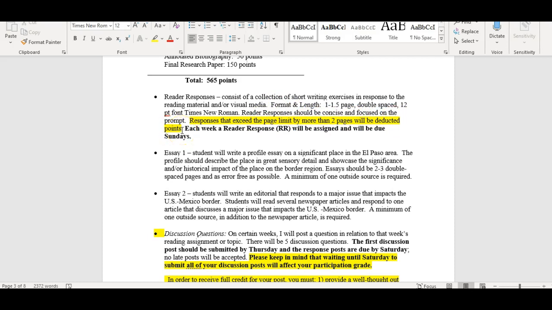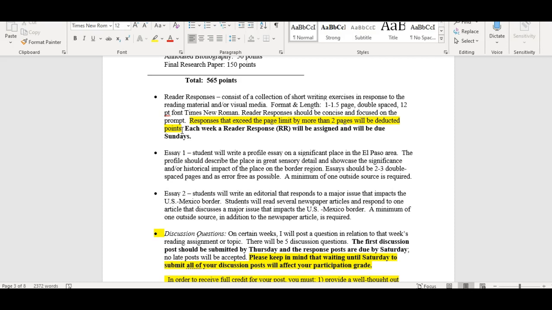And the reason for that is because writing shorter pieces of writing is actually harder because everything matters. When you have to write something long, like 5 pages, you can add a lot of fluff. But when somebody asks you to write only 1 page, everything you put in that 1 page matters and is important. So with that in mind, in your reader response, don't summarize.